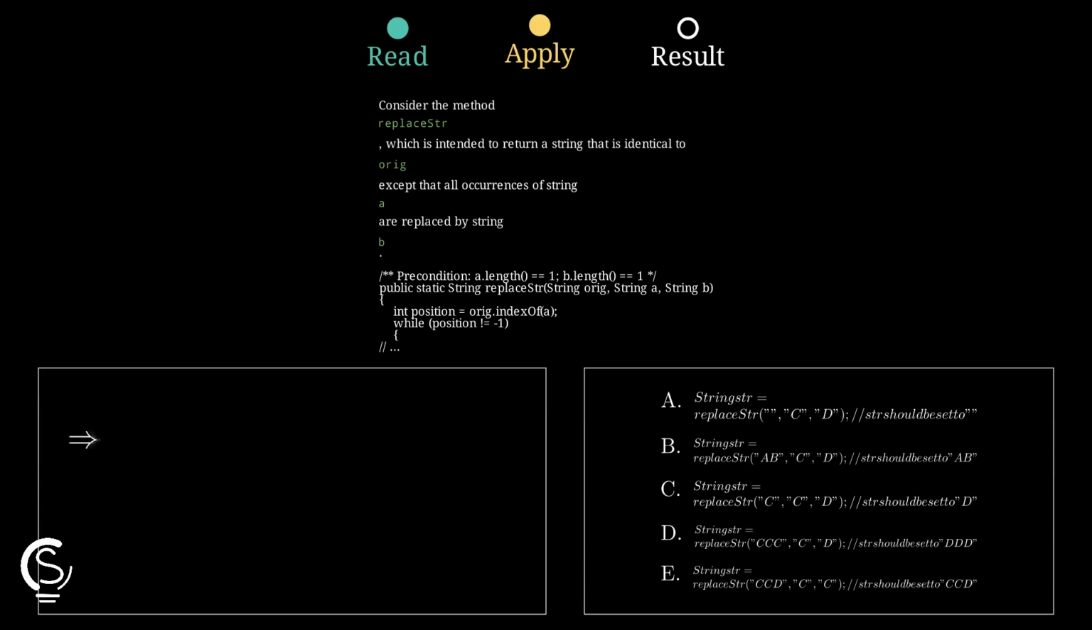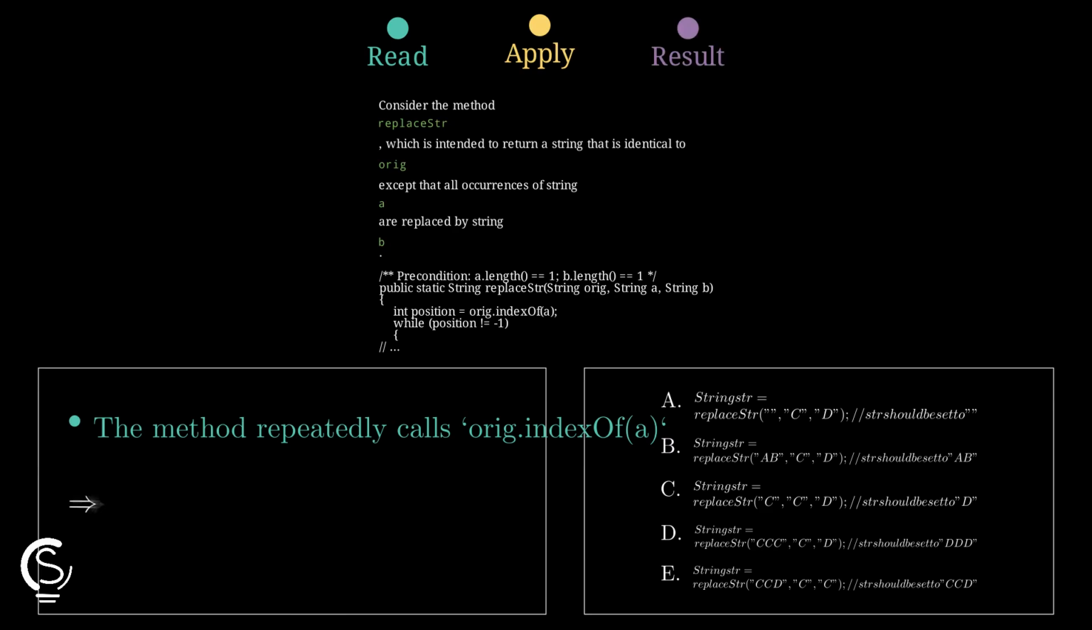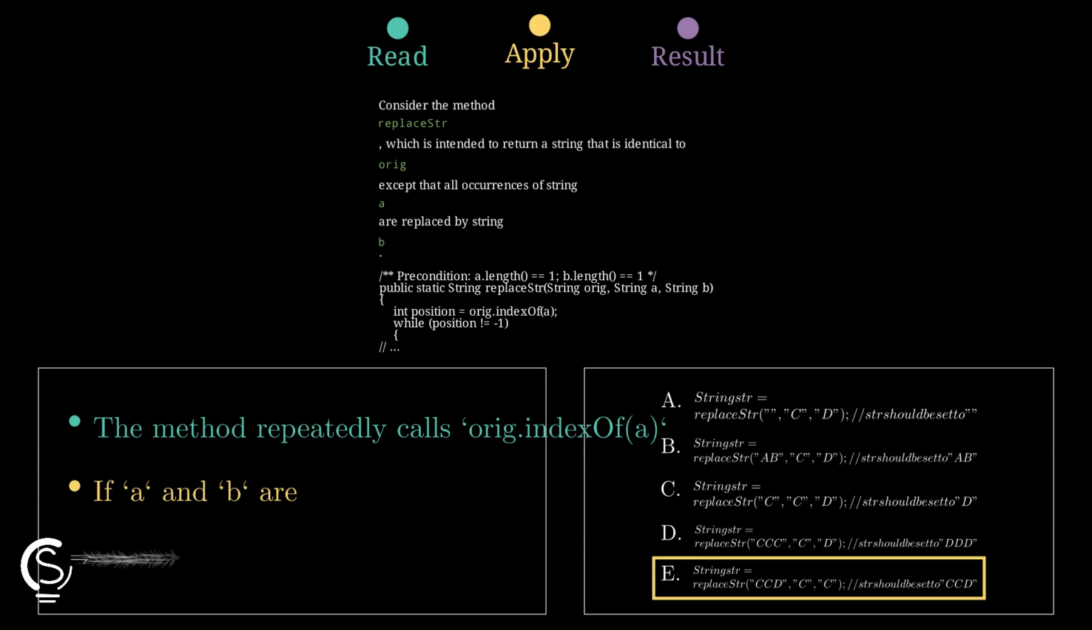If string A and string B are exactly the same character, the index of A will never change after the replacement. This creates an infinite loop that never terminates. In choice E, we replace C with C. The index stays at 0 forever, so the method fails. That makes option E our final winner.